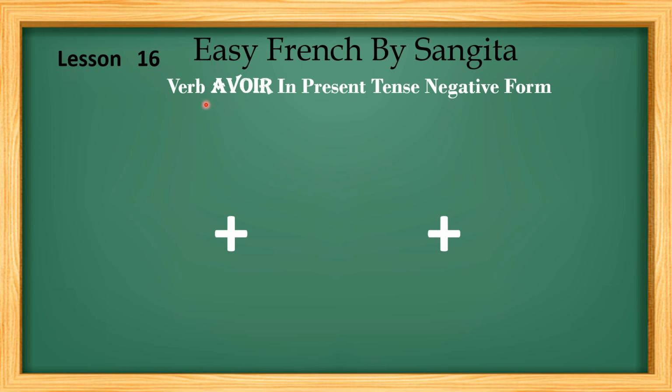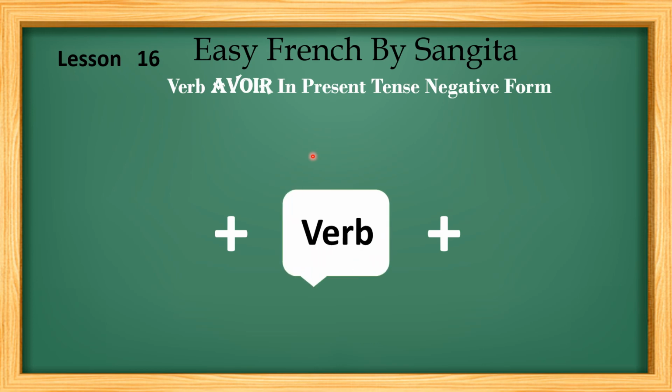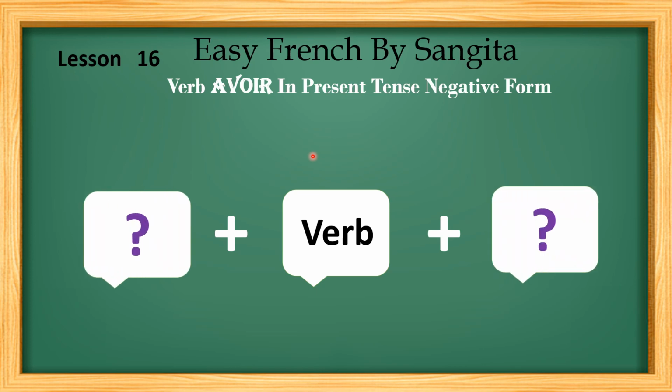So let's start. So today we'll be doing verb avoir in the present tense in negative form. So the pattern is going to be the same. What we have to do is simply take the verb and then add something on either side of the verb. Let's see.